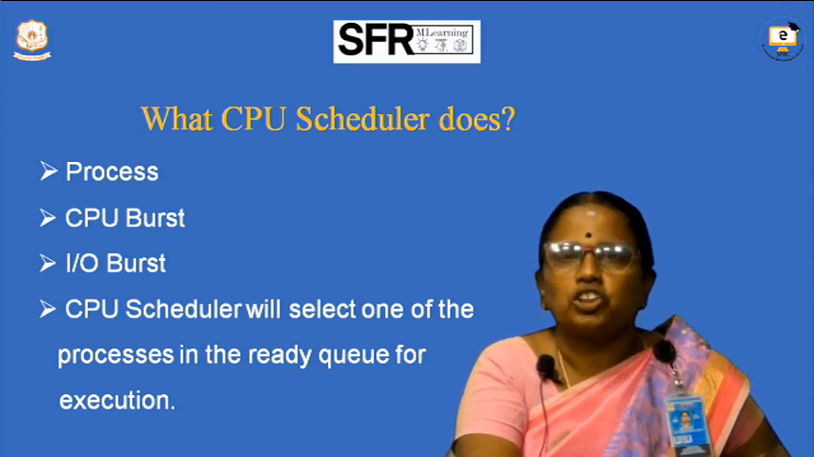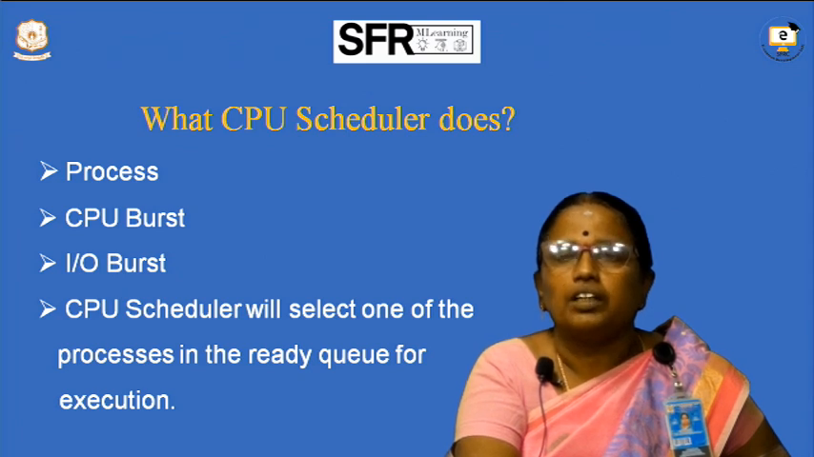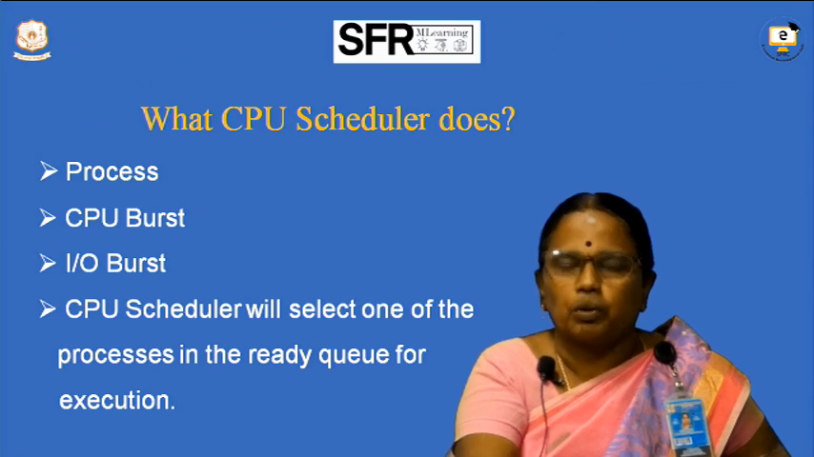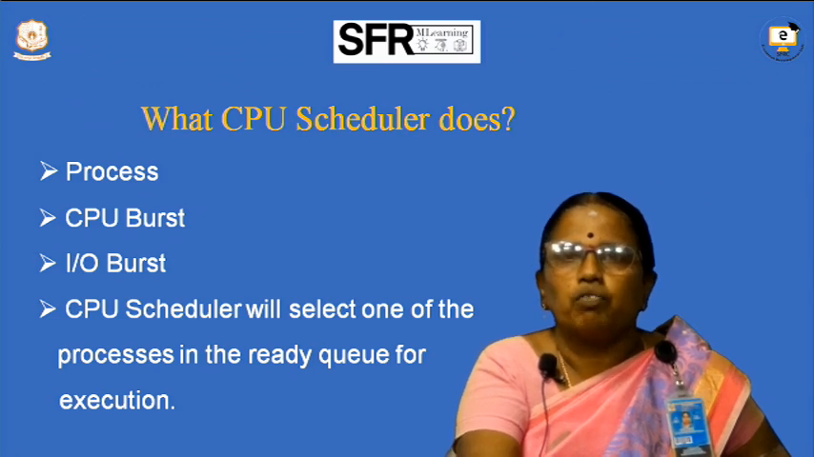Hence, each process has to be loaded into the system and allocated the CPU, and the CPU has to execute the process. And each process has two time slots. One is CPU burst followed by IO burst. The CPU scheduler's job is thus to select one of the processes in the ready queue and allot the CPU for execution.